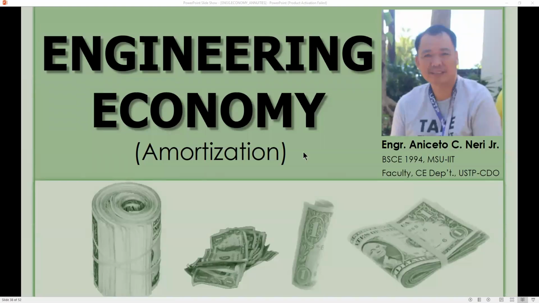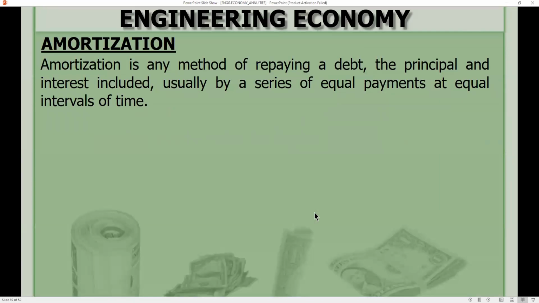Okay. To continue with annuity, I'm going to discuss an application or an example of an annuity, and this is called amortization. Amortization is any method of repaying a debt, the principal and interest included, usually by a series of equal payments at equal intervals of time. So, annuity is a series of equal payments at equal intervals of time.